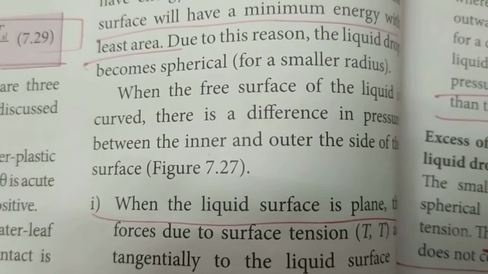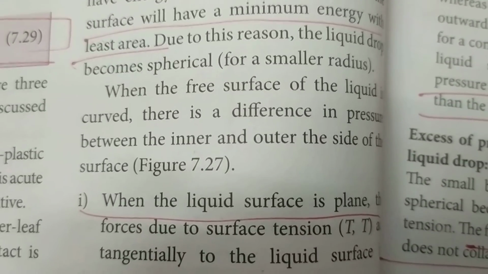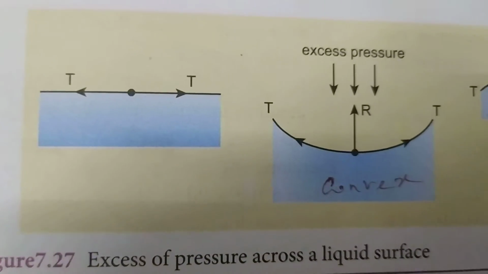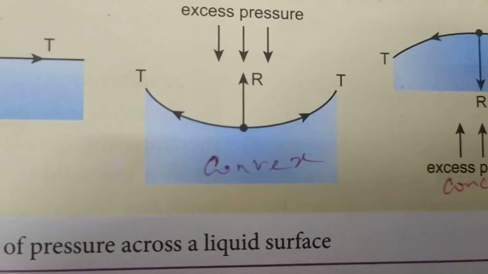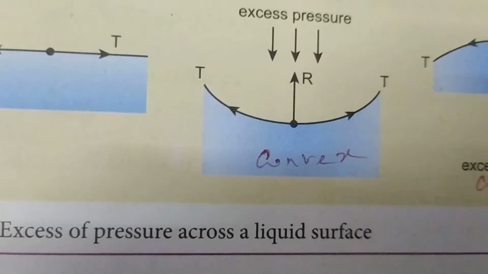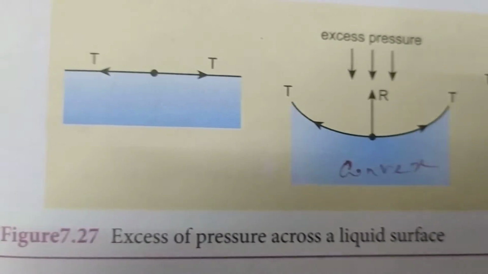And next we are going to see about the difference in pressure between the inner and outside of the surface. And here we are having three cases. In the first case, a liquid surface is plane, here it is convex in nature, and here concave in nature. So for these three surfaces we are going to find out what the excess of pressure is.